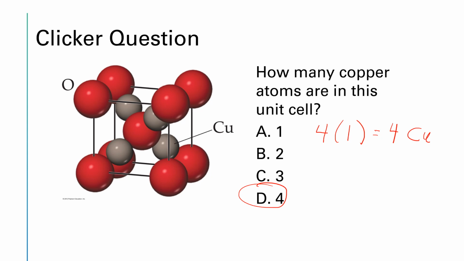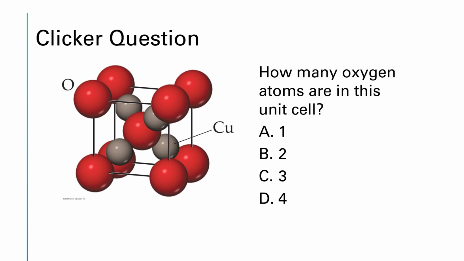On the next slide, it's going to ask us about the oxygens. The oxygens are a little more complicated because they're in 2 positions. We have 1 oxygen atom that's a body center, and so it contributes completely to this unit cell. And then we have 8 oxygen atoms that are located in the corner positions, so they each contribute 1/8. So that's going to be 1 plus 1, or 2. There are 2 oxygen atoms in this unit cell.